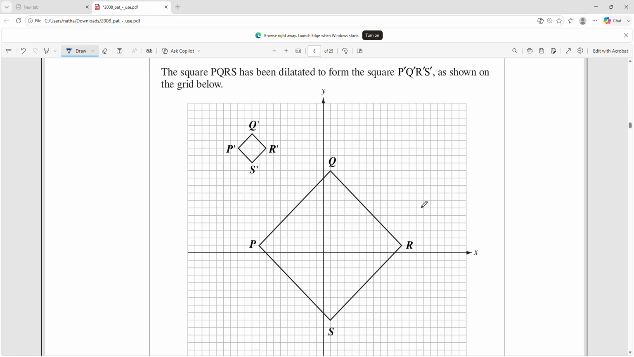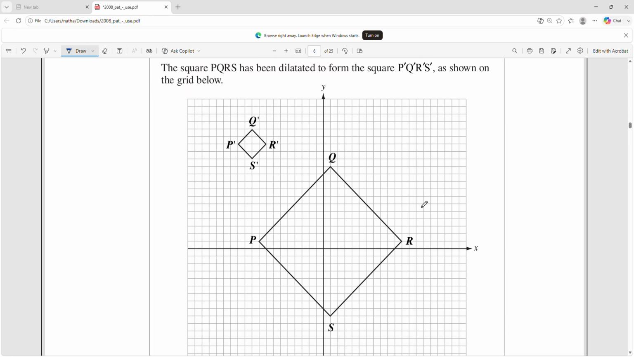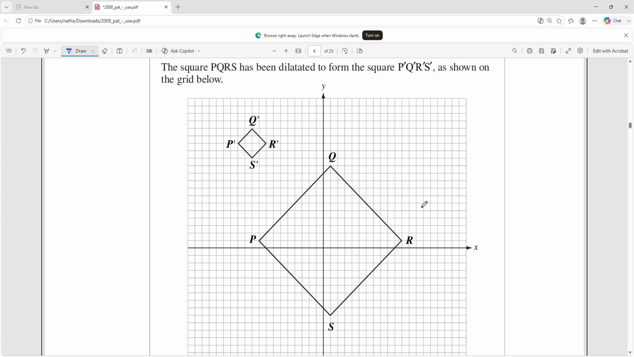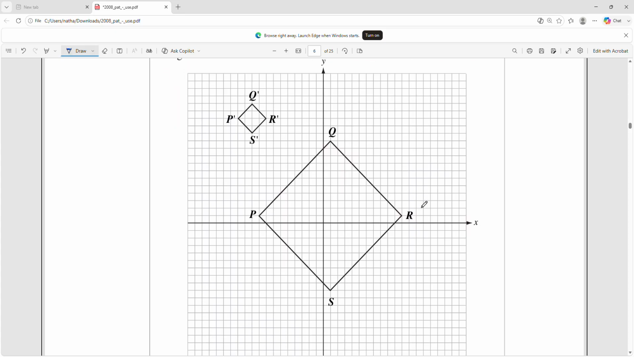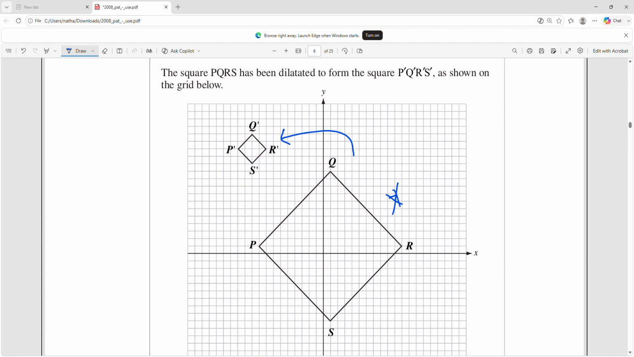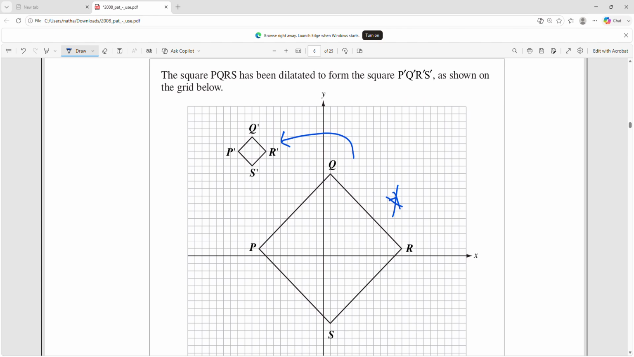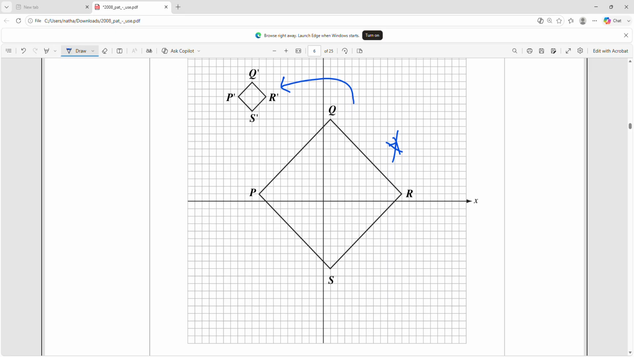Okay, so the square PQRS has been dilated to form the square P prime, Q prime, R prime, S prime, as shown on the grid below. So here it is. We've got our main square here, and here it's smaller. I like to consider this more like a reduction, right? We said there were enlargements and reductions, but it's been dilated to form this square. So it's now smaller.